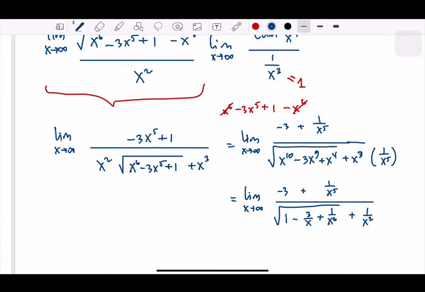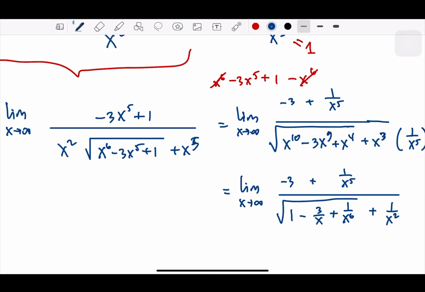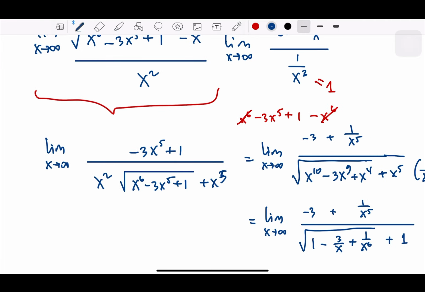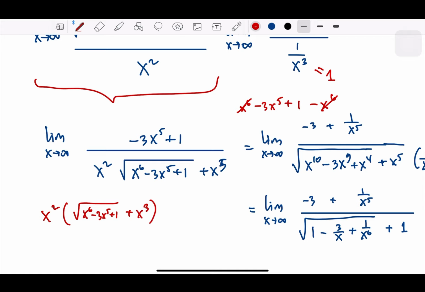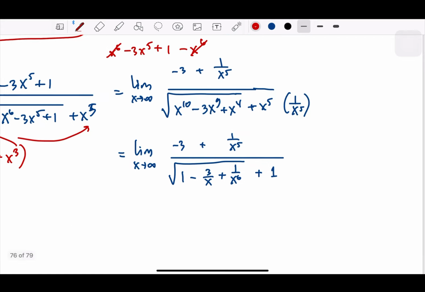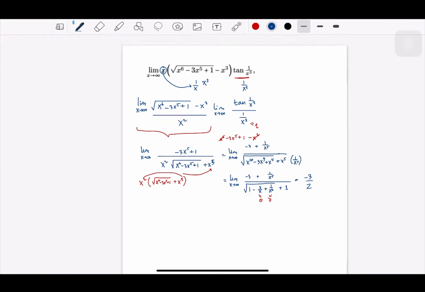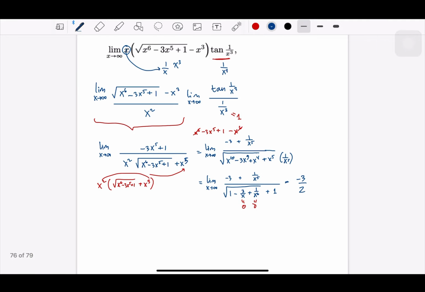Oh, sorry. I think I made a mistake. This should be x to the 5. Sorry, it should be x to the 5. So this should be 1. Because it should be multiplied with this x squared, so this should be x squared. The original one is x to the 6 negative plus x cubed, so that's why it should be x to the 5. Now we see that the terms go to 0, so it's 1, so 1 plus 1 is 2, so this will be negative 3 over 2. I hope you get my method here.